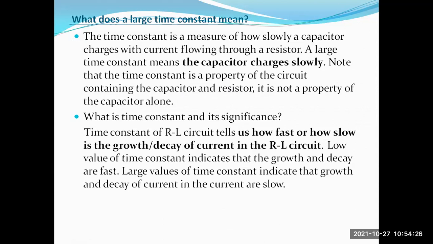Another question that comes up: what is the time constant and what is its significance? The time constant of any given circuit, that is an RC circuit or RL circuit, tells us how fast or how slow the growth or decay of current in the circuit is. A low value of time constant indicates that the growth and decay are fast. Large values of time constant indicate that the growth and decay of the current are slow. This is the significance of the time constant.